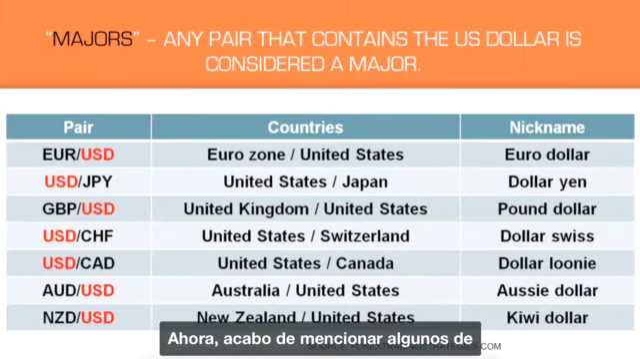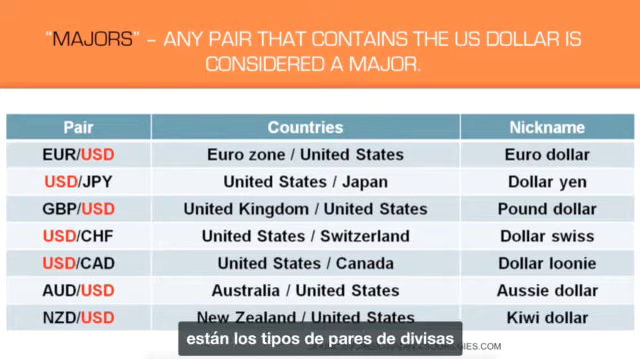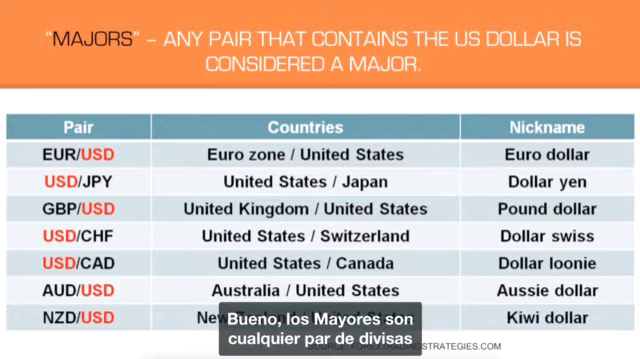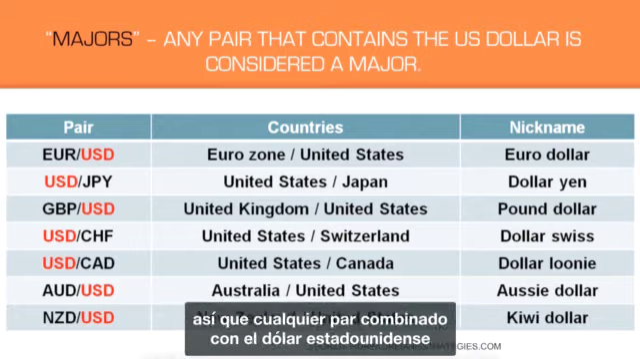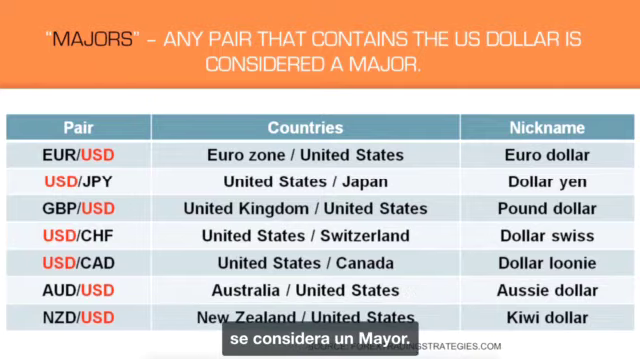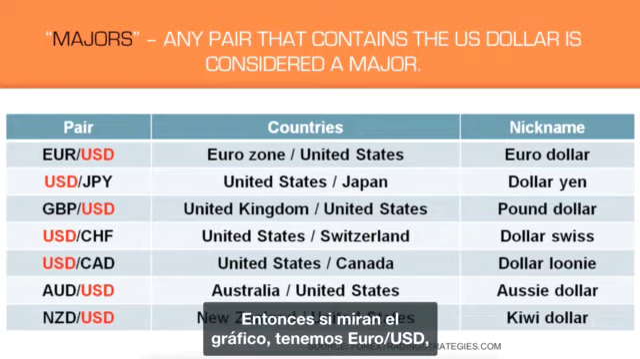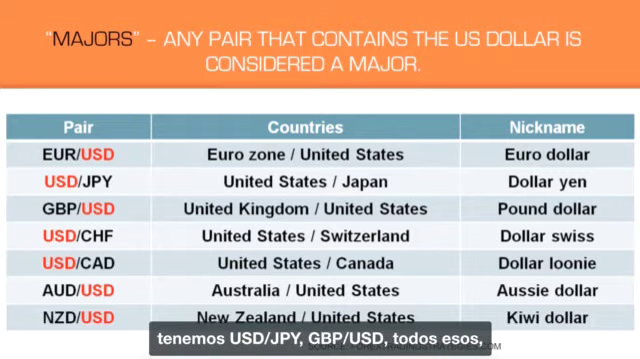Now, I just mentioned some of the most common currency pairs. There are the kinds of currency pairs that are called the majors, okay? So the majors are any currency pair that contains the U.S. dollar. Those are the ones that are considered a major. So any pair that is paired with the U.S. dollar is considered a major. So if you look in the chart, you've got the Euro USD, you have the USD JPY, GBP USD, all of those, you get it, you see it.